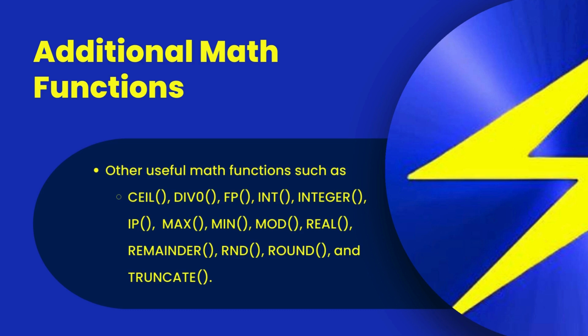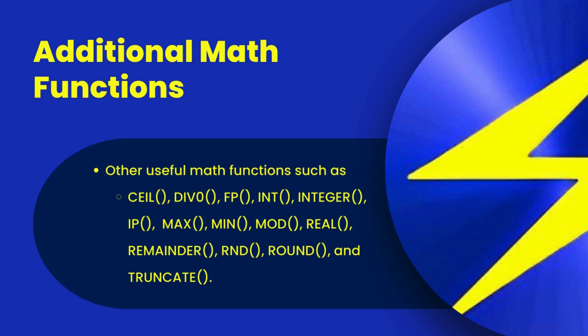In addition to the core functions, Sheerpower includes several other useful math functions such as the ceiling function, div0 function, fp function, int function, integer function, ip function, max function, min function, mod function, real function, remainder function, rnd function, round function, and truncate function. These functions cover a wide range of mathematical operations, from rounding and truncating numbers to generating random numbers and converting between different numeric types.